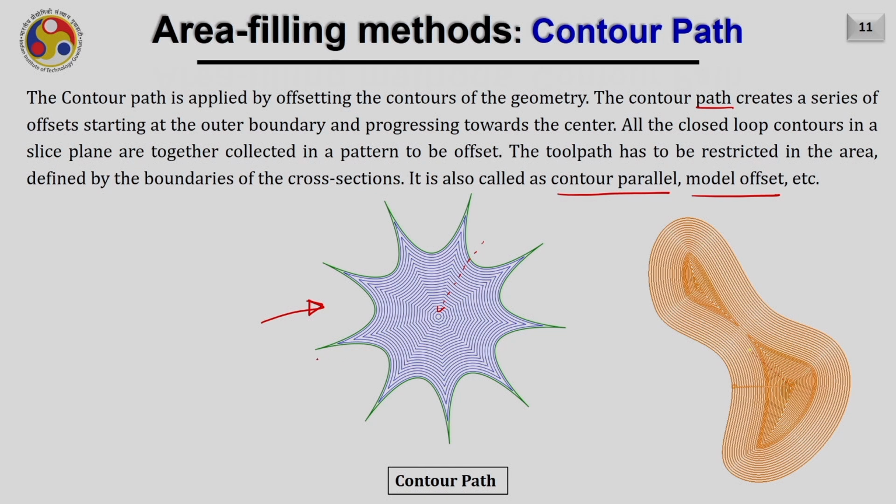What you are seeing here, this green color boundary, is getting offset by a finite value, and each time it moves towards the inside boundary. If there is any internal boundary also, then we need to take the interpolation with that as well. This is a very simple example of contour parallel tool path.